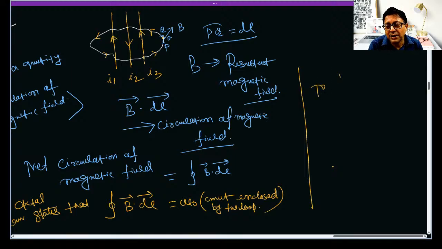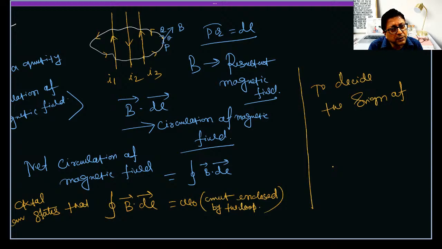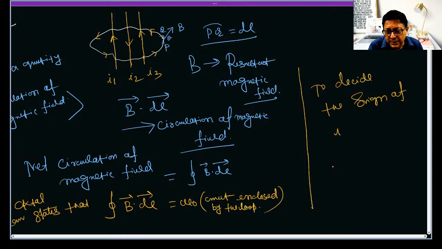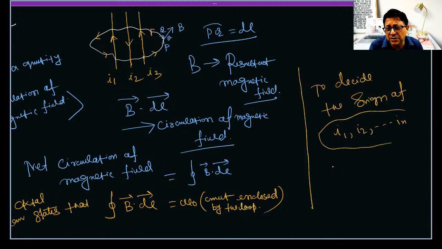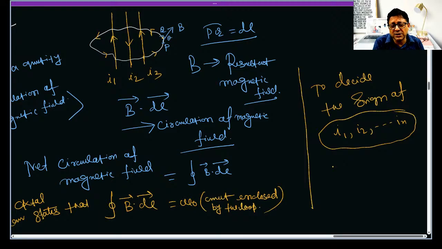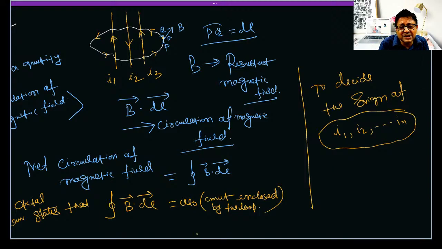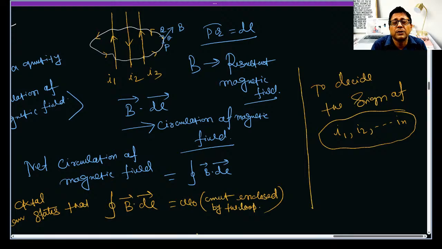To decide the sign of I1 or I2 or whatever. We have taken 3 only here to decide the sign of this in Ampere's circuital law. Here I is the net current enclosed by the loop.